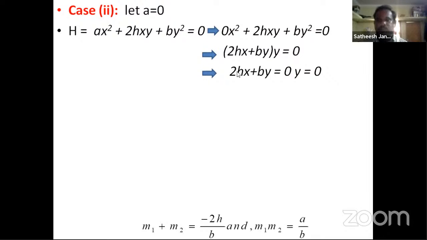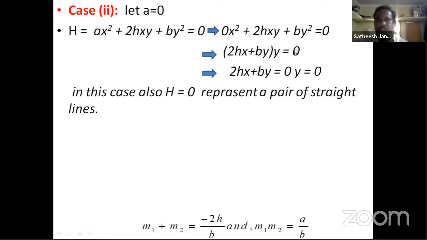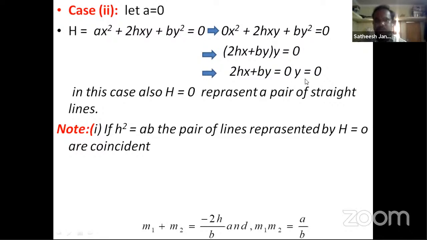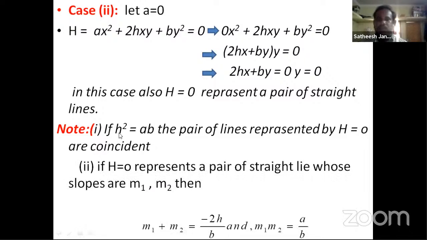That is equal to 0. Taking both equal to 0: 2hx plus by is equal to 0, y is equal to 0. In this case also, h is equal to 0 represents a pair of straight lines which are passing through the origin. Observe the note, students. If h square is equal to ab, the pair of lines represented by h equal to 0 are coincident. It is observed in the another theorem.